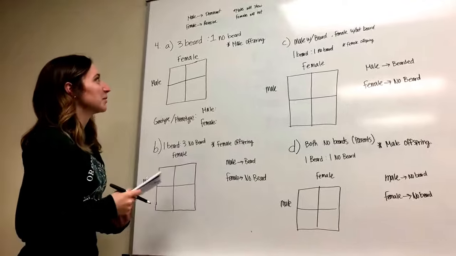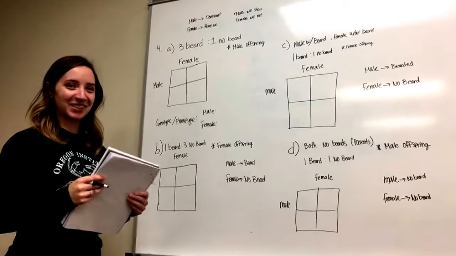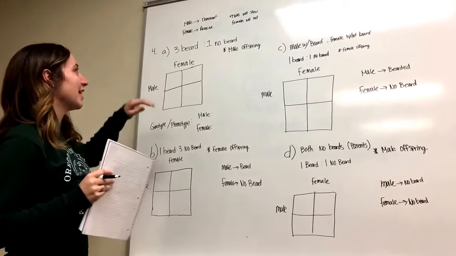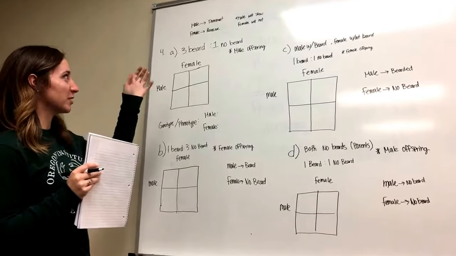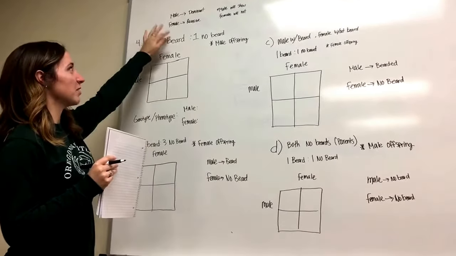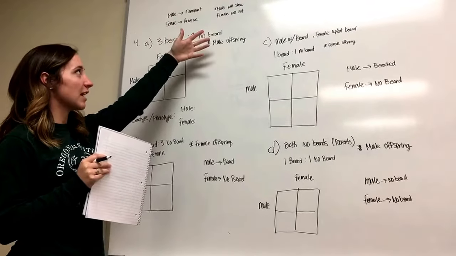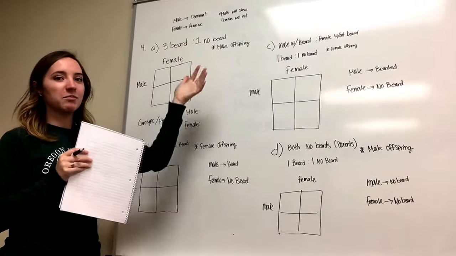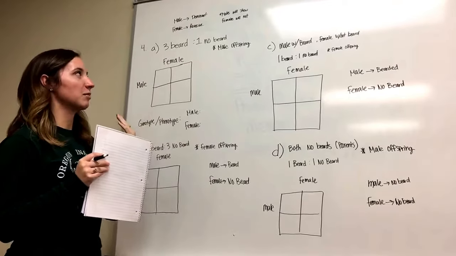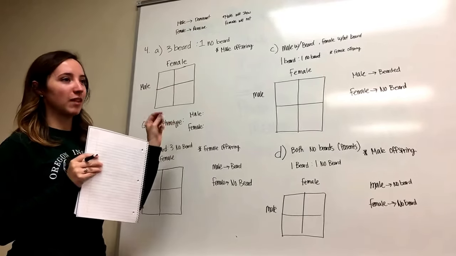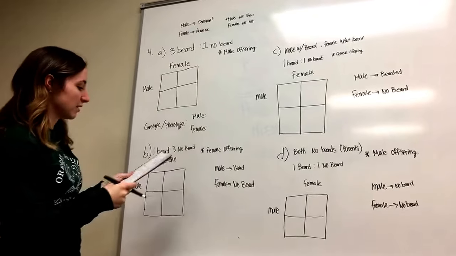Okay, so for problem number 4, these are sex-influenced traits, and this is the goats with beards or no beards. For the male, it's going to be dominant. For the female, it's going to be recessive, so males will show the bearded trait, and females will not, even if they have the dominant allele.